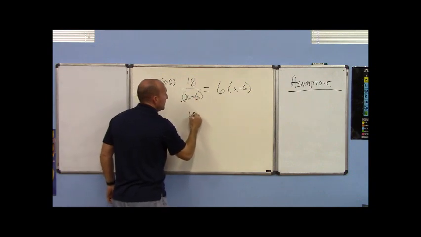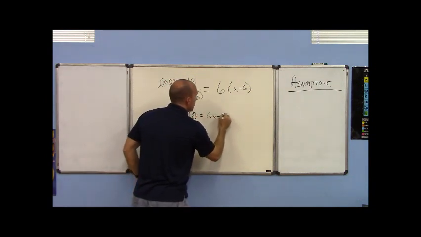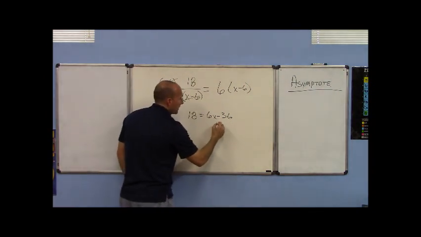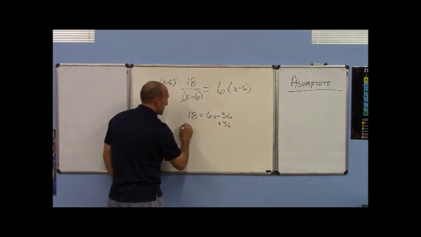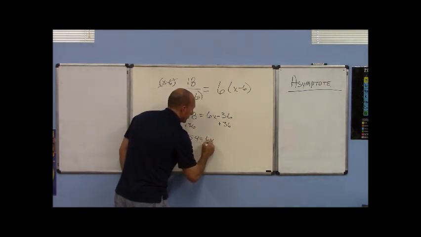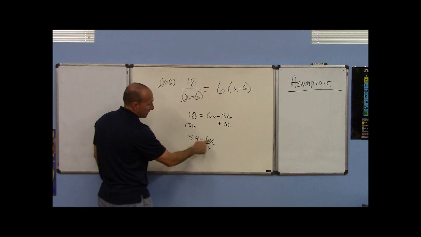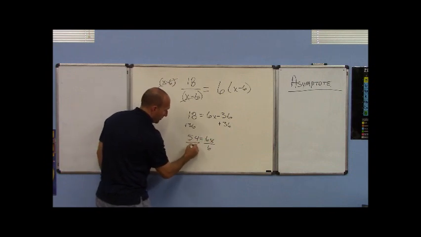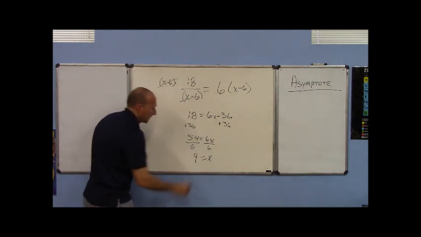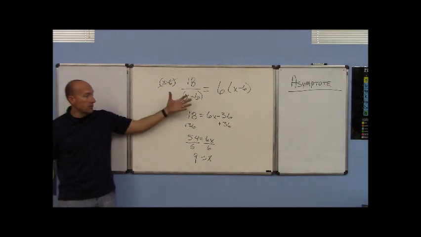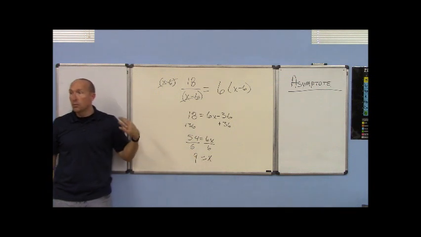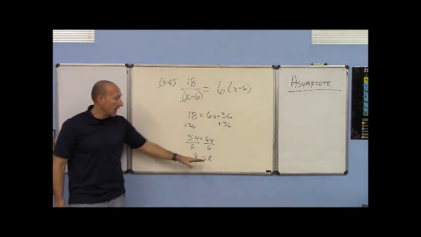We now have 18 equals 6x minus 36. So let's start getting x all by itself. Since we're subtracting 36, we're going to add 36 to both sides. So that's 54 equals 6x. Since we're multiplying times 6 now, we're going to divide by 6 on both sides, and x will equal 9. So we had a rational expression, and in order to make this statement true, x must be 9.